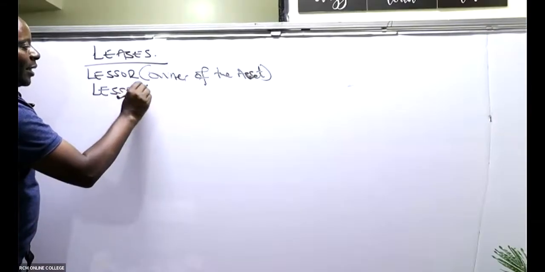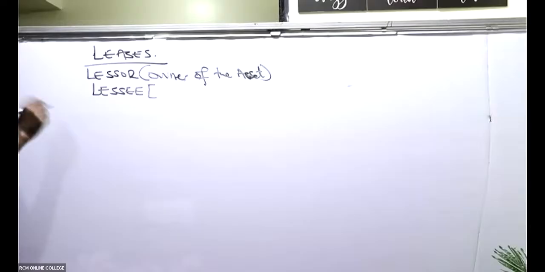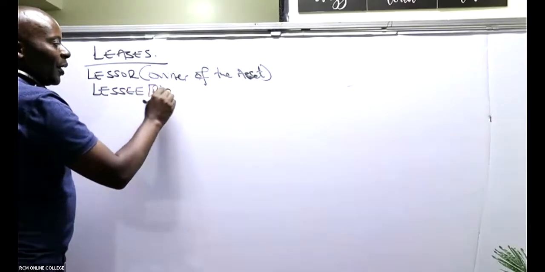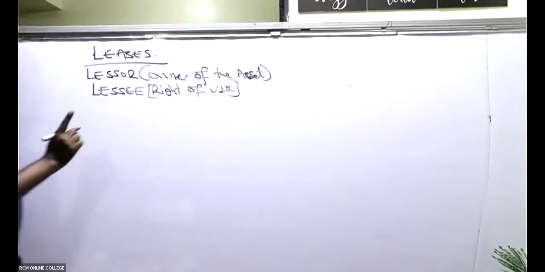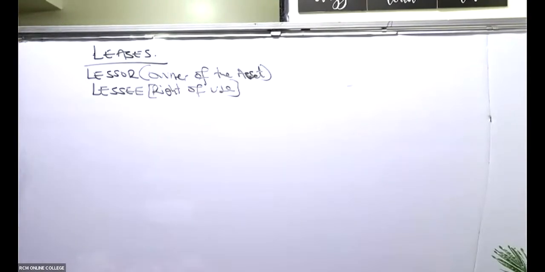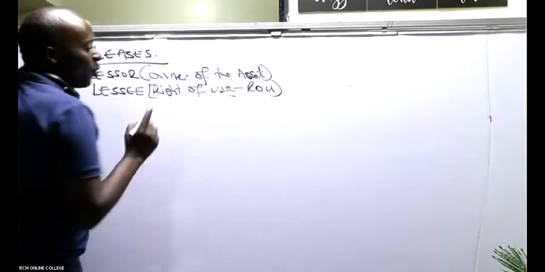And then, ladies and gentlemen, we have the lessee. The lessee, in this case, is the one who is going to get the right of use. He doesn't own the asset, but he'll be able to get what we call the right of use, which we shall be abbreviating as ROU.